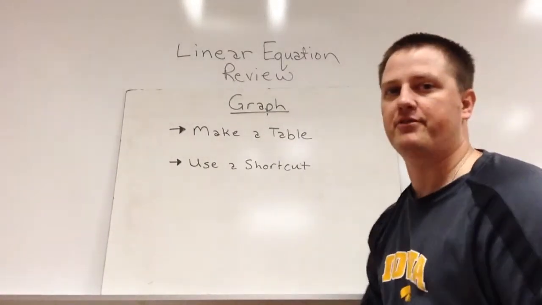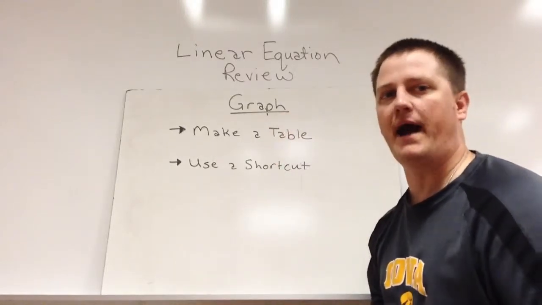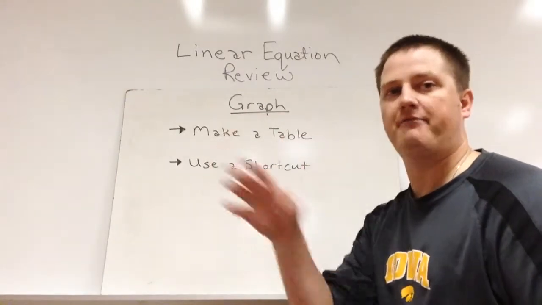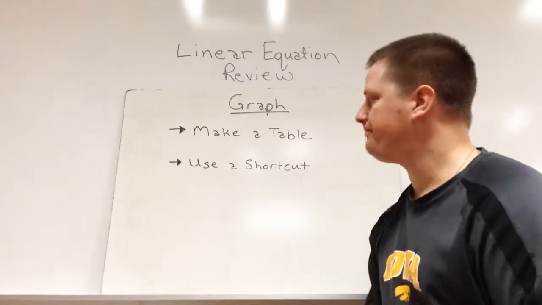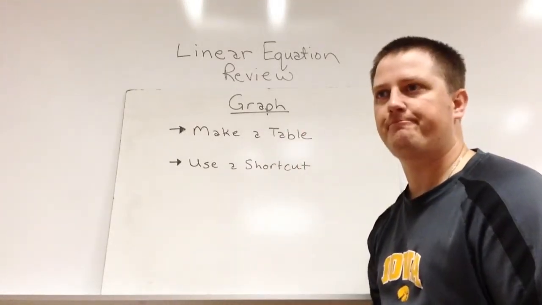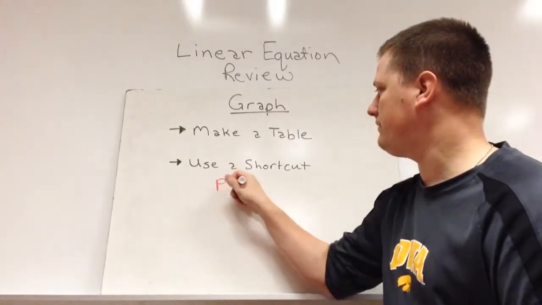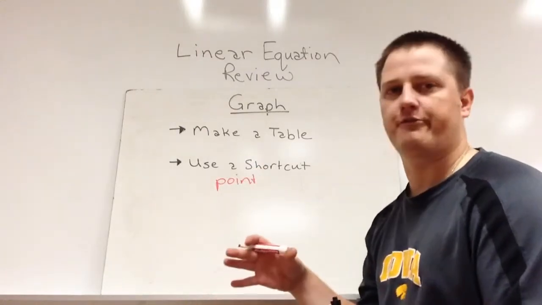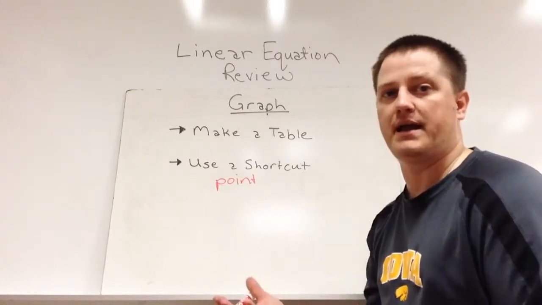The last thing that we have to remember is just how to graph. And there are two main ways to graph a linear equation. The first is just make a table and fill it out, and then graph all the points, draw your line. That's typically the way most people go with. The second way is to use a shortcut. The shortcut is typically to graph a point, and sometimes that point is just a point that we know of from the linear equation. Sometimes it is a y-intercept.